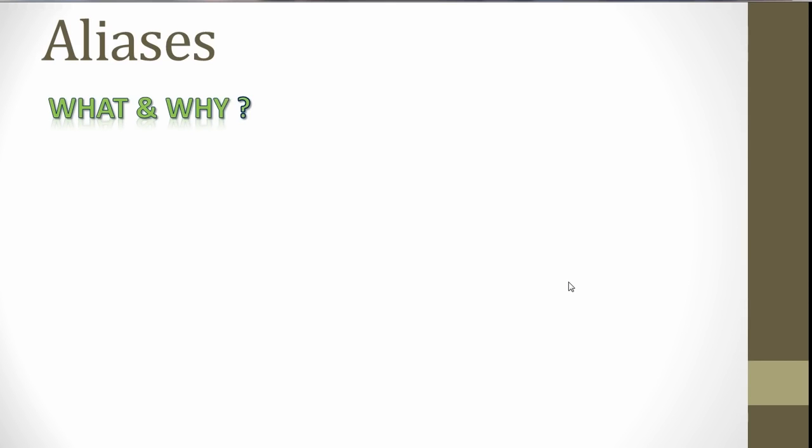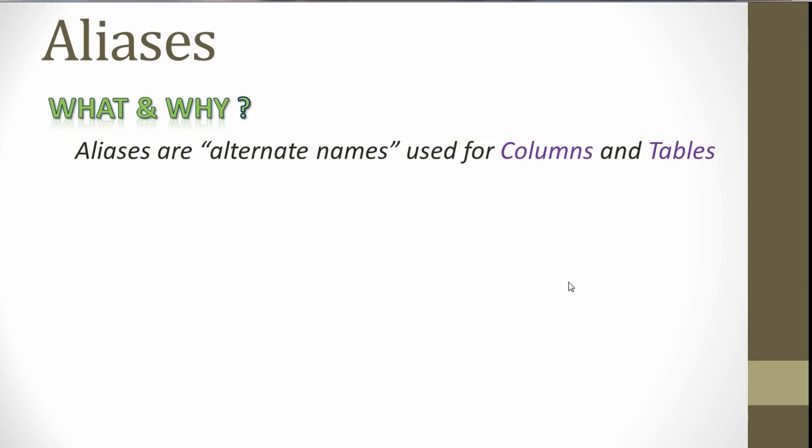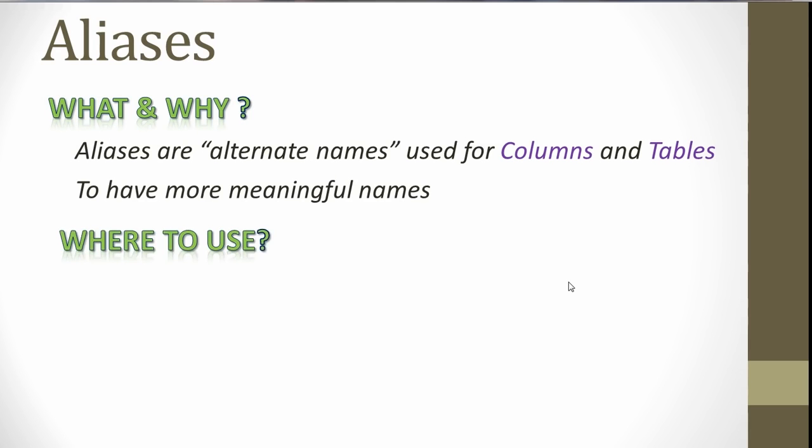So what are aliases and why do we need them? We pretty much know aliases are just alternate names, and the purpose here is to use them for columns and tables actually. Aliases are generally used to provide more meaningful names for columns, but they have some other purposes too. Where do we use them?